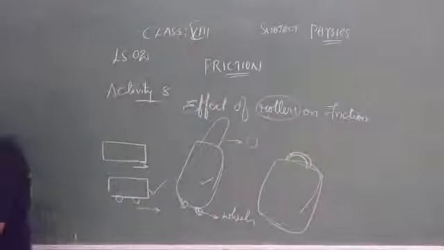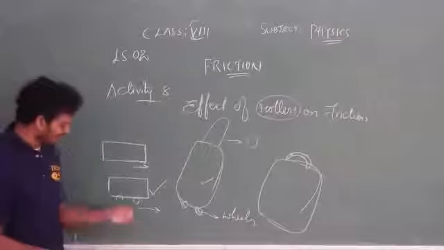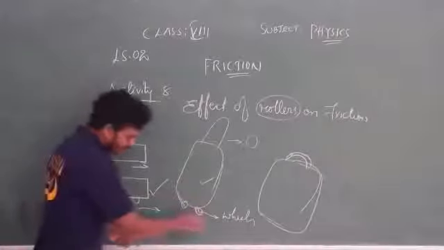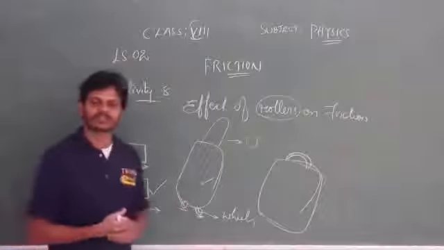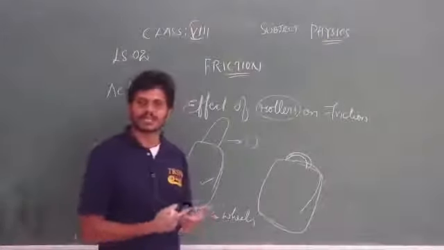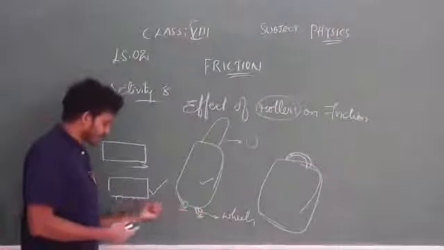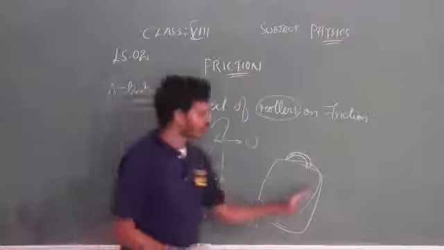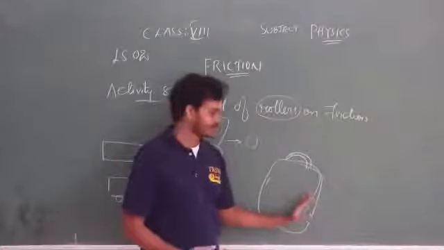Now let's move on. The friction which is present here, what do we call this? We call it rolling friction. We discussed already, types of friction: one is rolling friction, next is static friction, another is sliding friction. Here the rolling friction takes place. Which friction takes place here? Here we observe sliding friction.